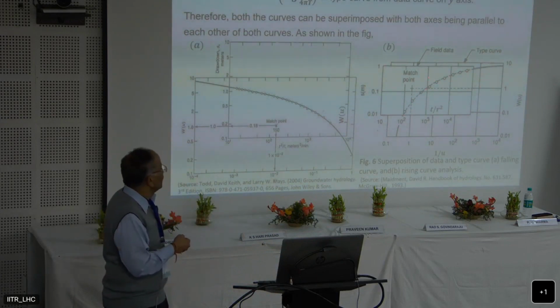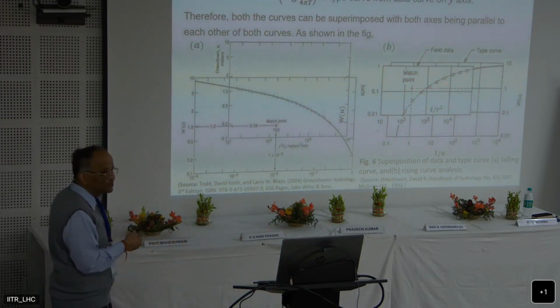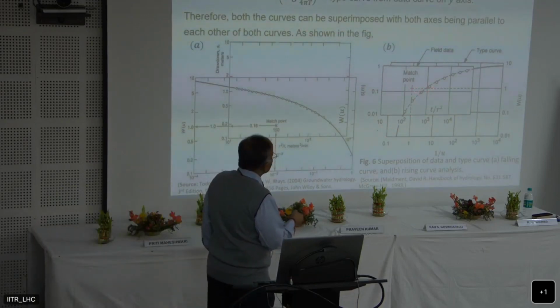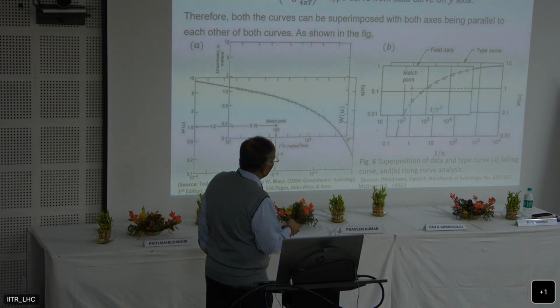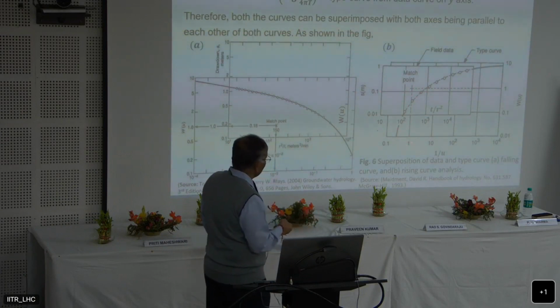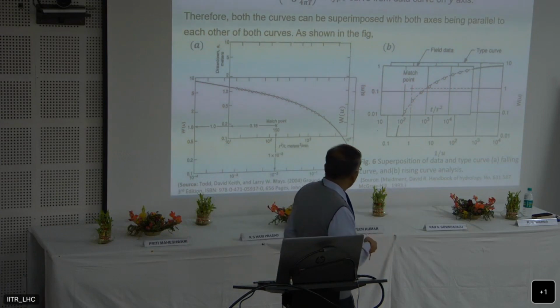At that point, you take any point on this matched position and mark it. Let us say I take this match point. I get t by r square for this match point from this graph and 1 by u from the type curve. Similarly, I get s here and the corresponding W(u). So basically I will be having four values: W(u), 1 by u, t by r square, and s.